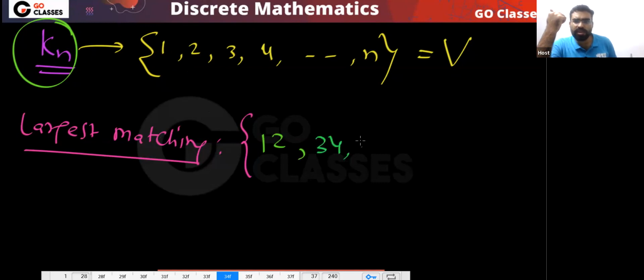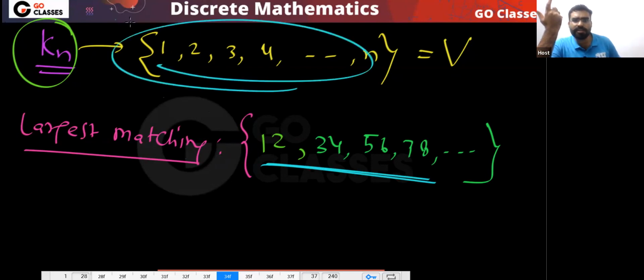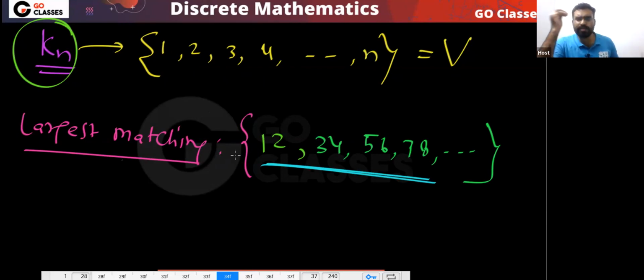1, 2, 3, 4, 5, 6, 7, 8, and so on. Okay, and so on I will create. So tell me now, did you understand that this will work as largest? This is the largest matching you can create, because all the elements are adjacent to each other. So I can say the largest matching that you can create is like this.